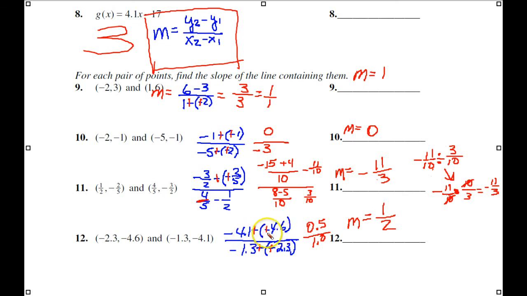And this one, when I do what I need to do, I end up with a 0.5 over 1. And I don't know if you can see that, if I multiply this one by 10 and this one by 10, it's 5 over 10, which is 1/2.